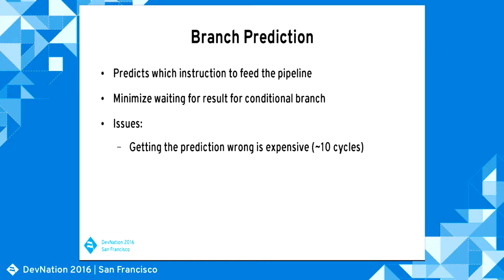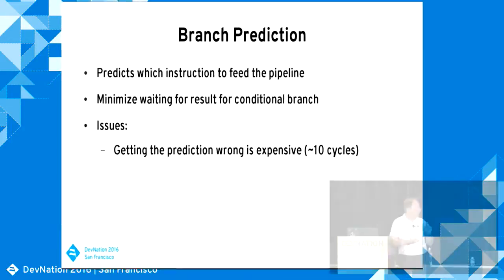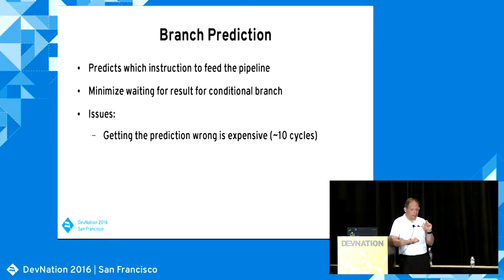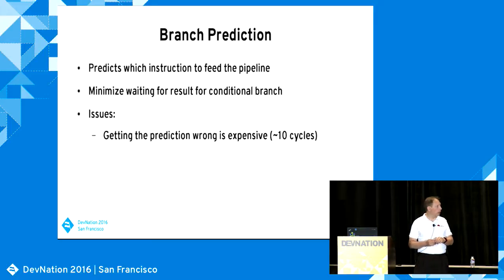Okay, so branch prediction. This is really important on all the modern processors. What it's doing is it's figuring out what the next instruction is to feed to the processor. And particularly for conditional branches, it's going to try to predict which way it should be going. If it gets it right, it's great, because then that means it speculatively executed code and it was successful in executing that code.